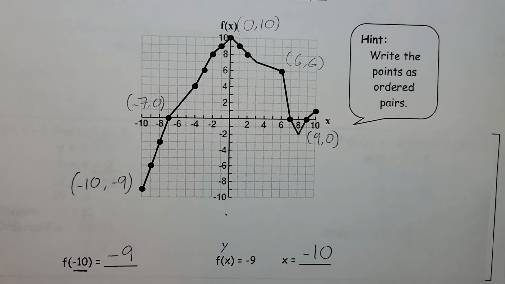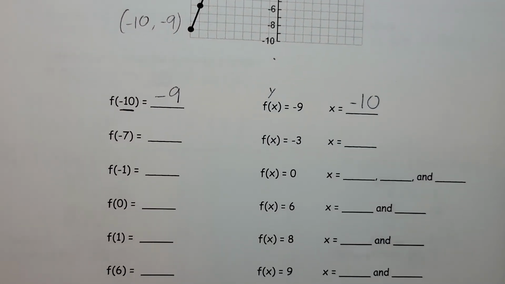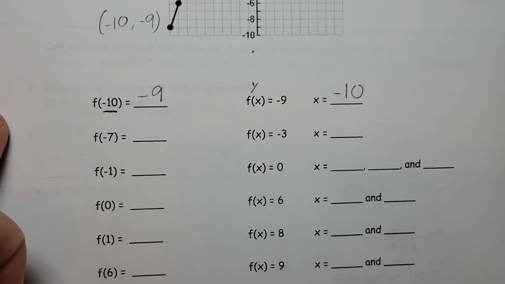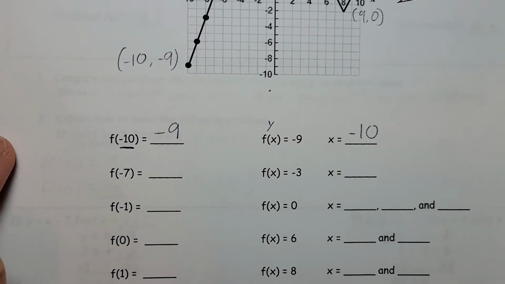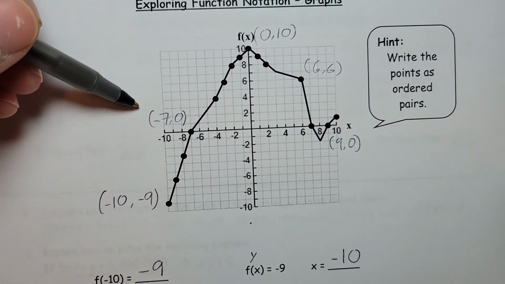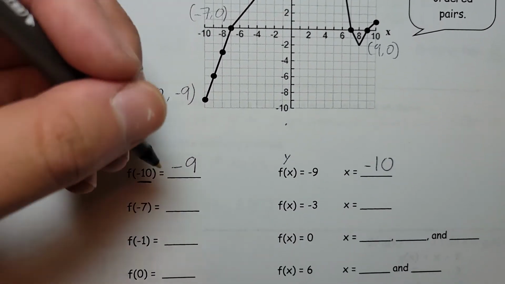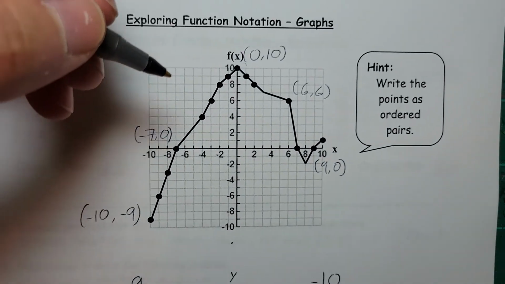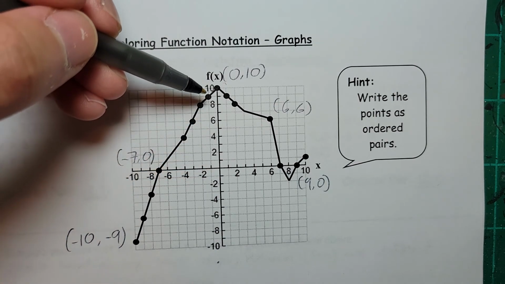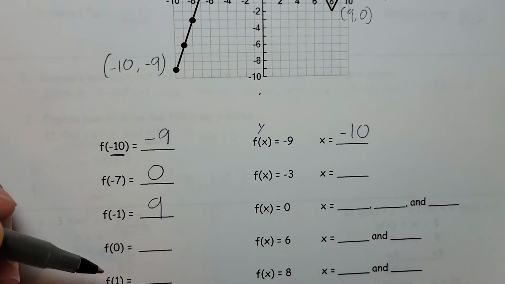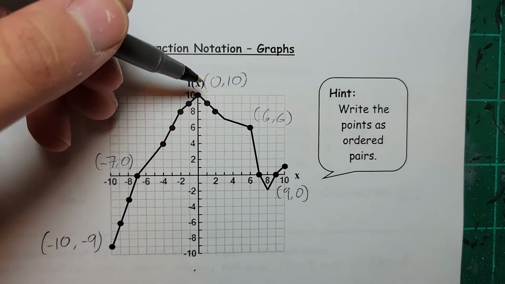All right. So, fortunately my video is not that big, so I'm gonna have to do some switching. So f of -7, when x equals -7, our y value is 0. And you can see right here, when x equals -7, our y value is 0. When x equals -1, our y value is 9. When x equals 0, y value is 10.